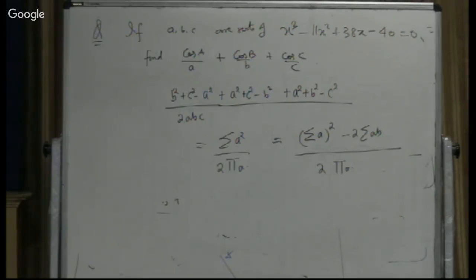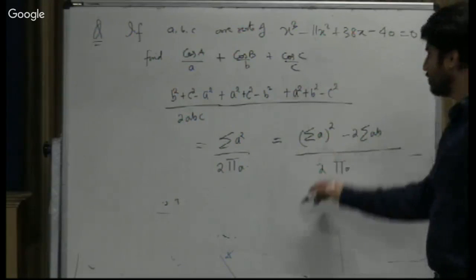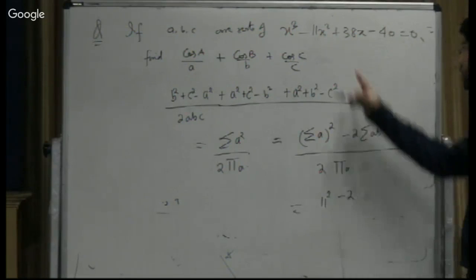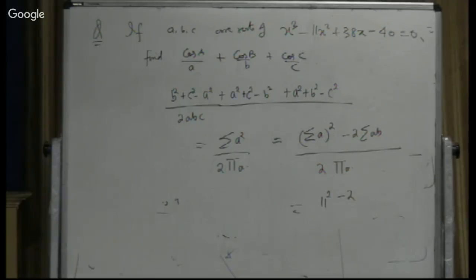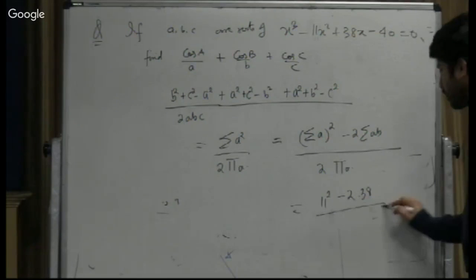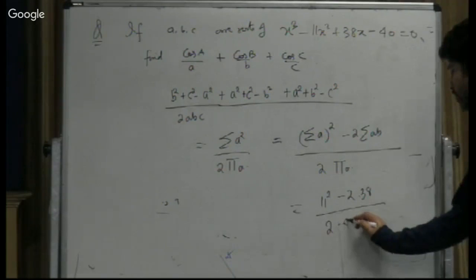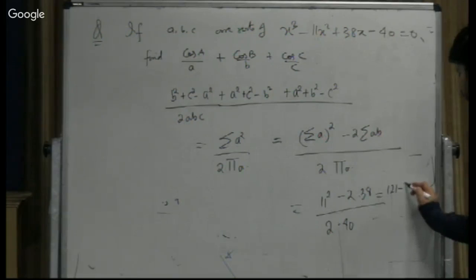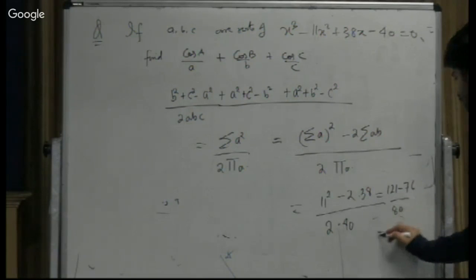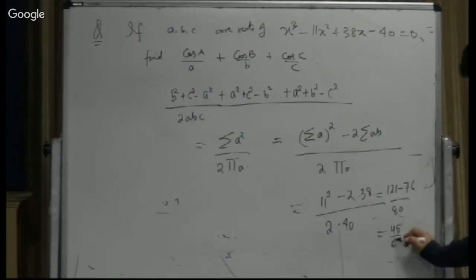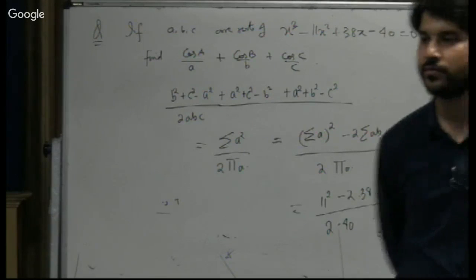Now what is sigma A? 11. So 11 square. What is sigma AB? 38. What is pi A? 40. So 121 minus 76 upon 80. So I think that is 45 upon 80. So the answer is, है ना? समझ में आया?